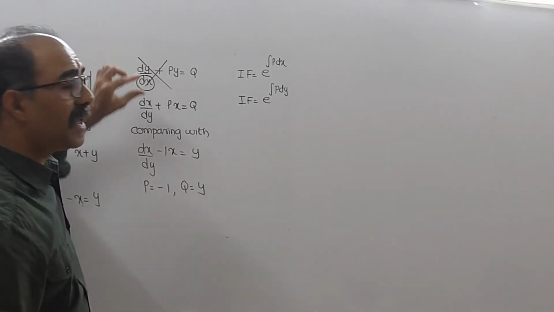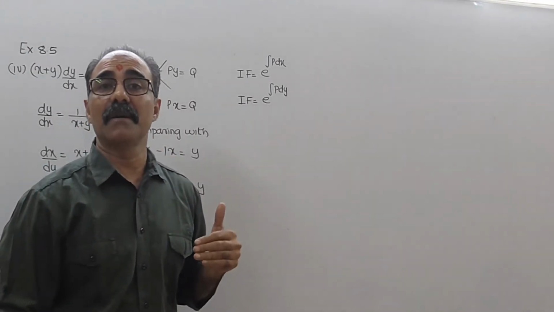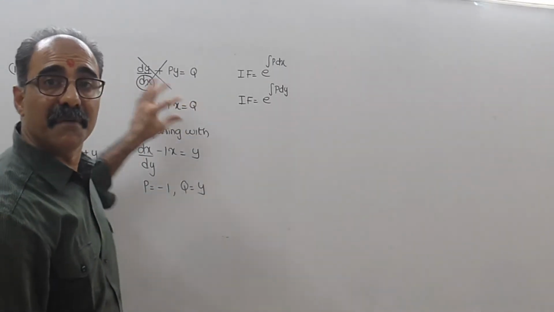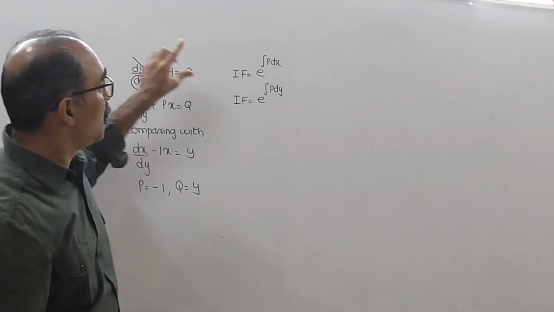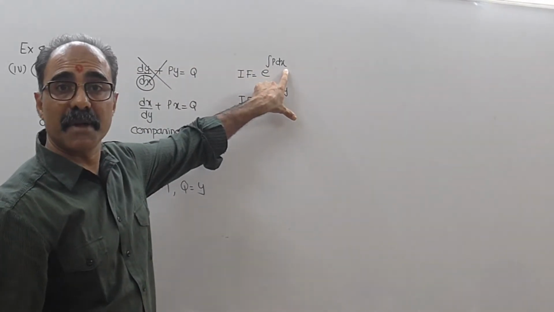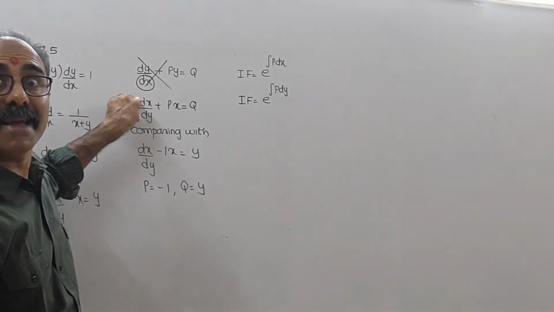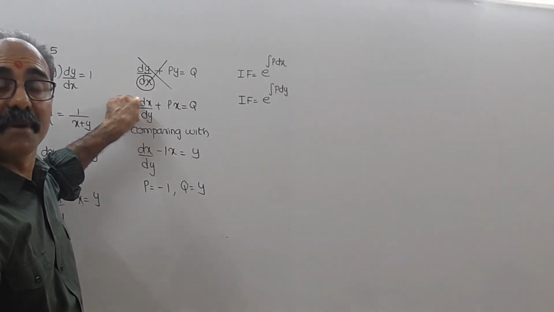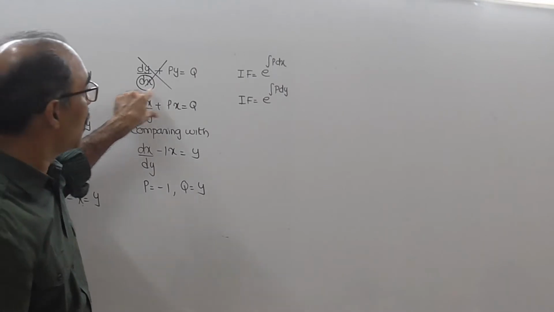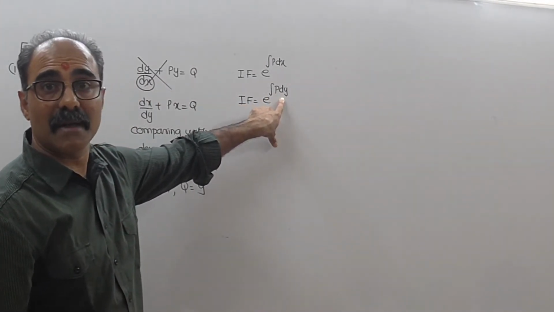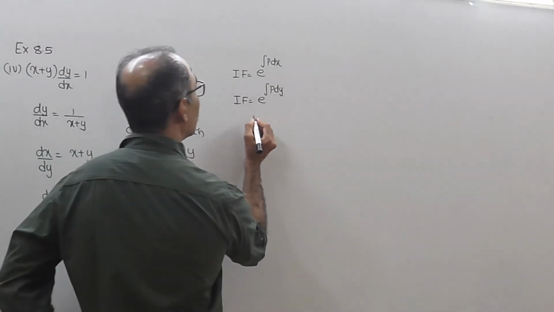See, dy by dx means what? Differentiating y with respect to x. So if you are differentiating y with respect to x, your integration will also be with respect to x. Now if I write dx by dy, it means differentiating x with respect to y. So that means if I am differentiating x with respect to y, I'll also be integrating with respect to y. So keep in mind, this becomes y, this becomes dy.